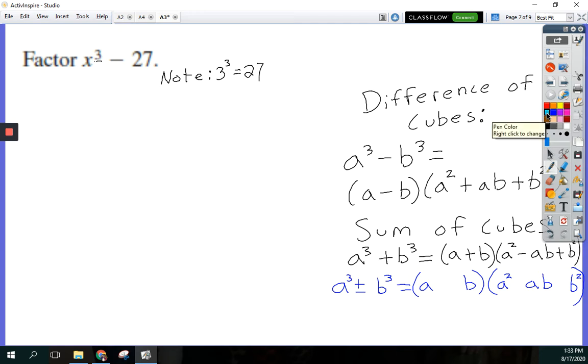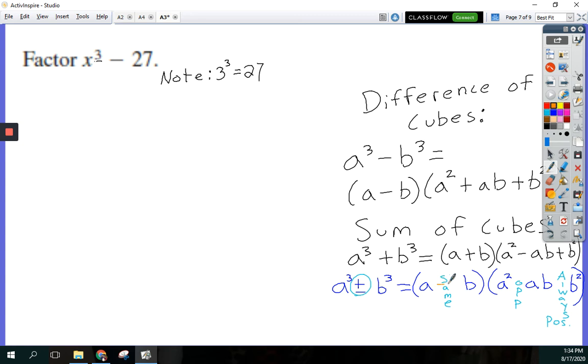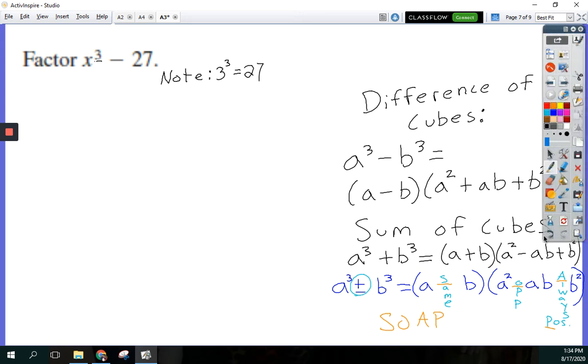Now, if we look, the sign that's in between our first A and our B is always going to be the same sign as our original. Our next sign is always going to be the opposite. And our last sign is always positive. So if we look at those first letters, we have S, O, A, P, or in other words, soap. So that's kind of a nifty little way to remember our difference of cubes formula.